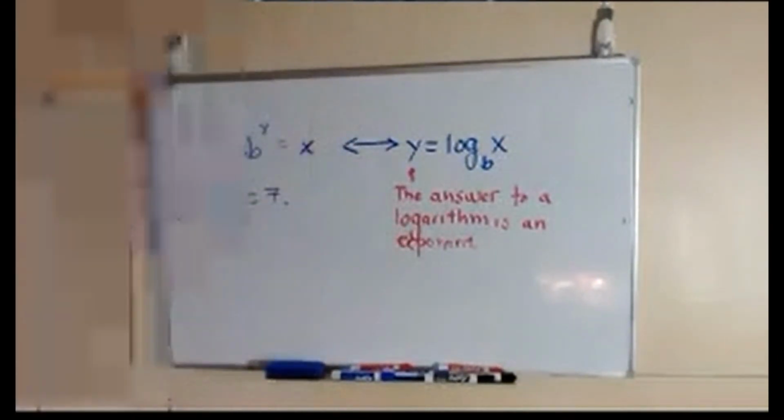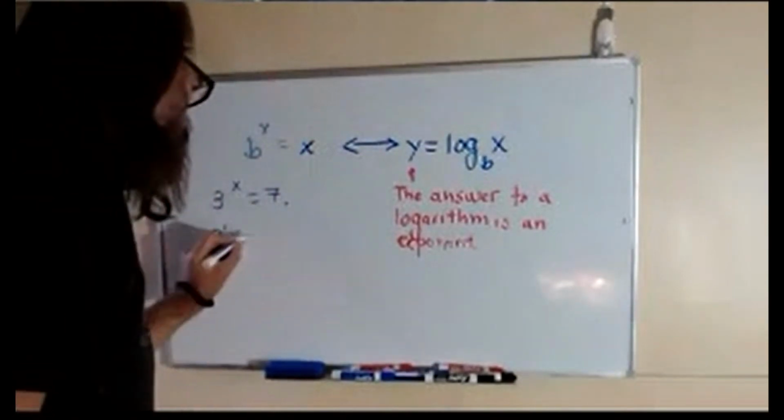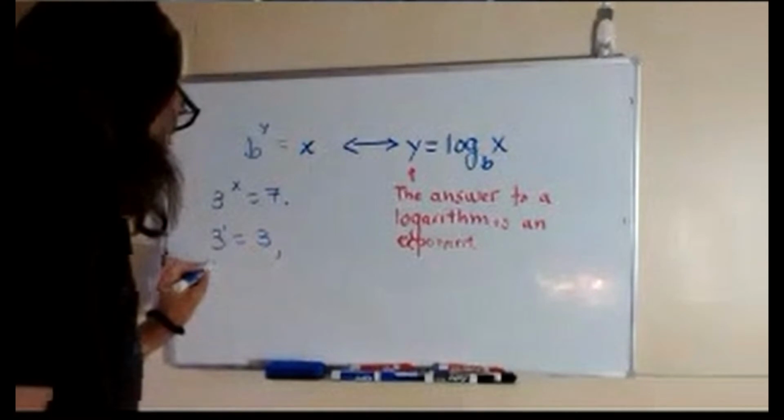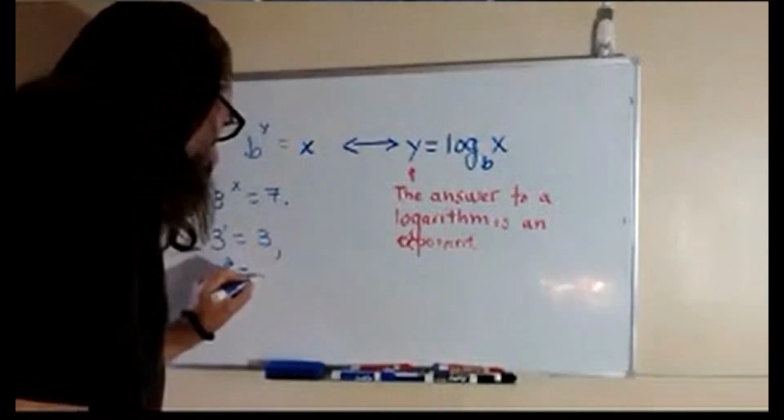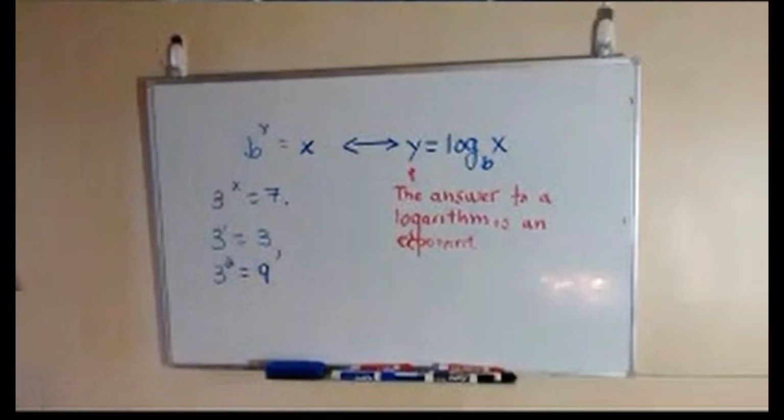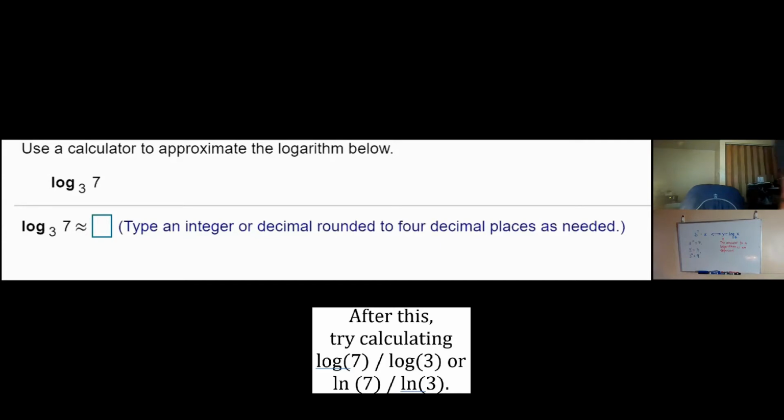And we know that 3 to the first is 3, and 3 squared is 9. So we're looking for something that is in between 1 and 2, because we're looking for what exponent it would take. Remember, the answer to a logarithm is an exponent. So what power of 3 do we need so that we have 3 to that power equals 7?